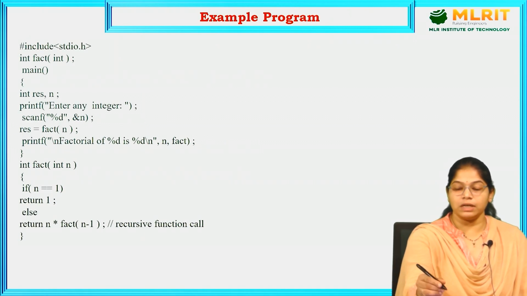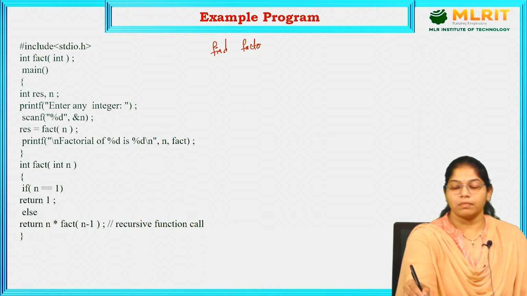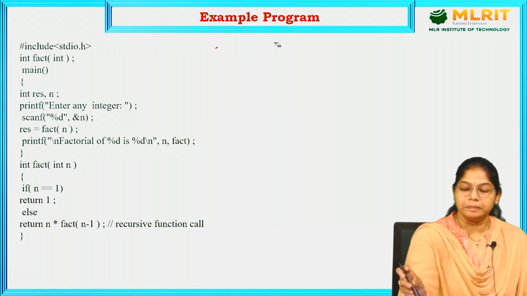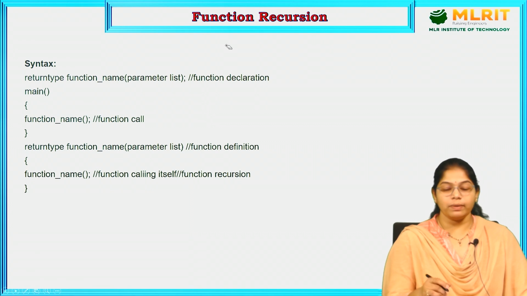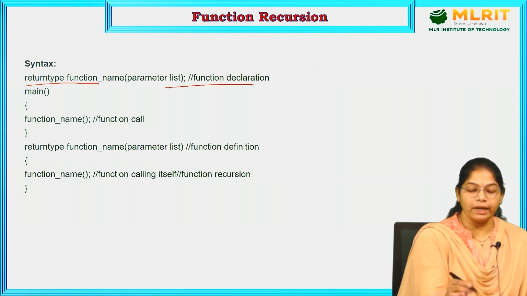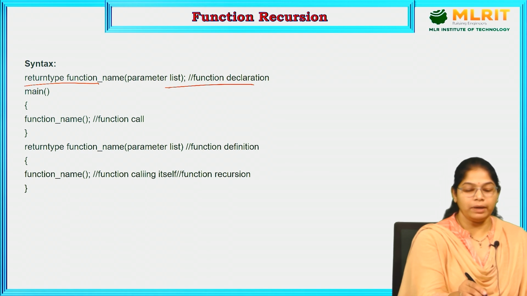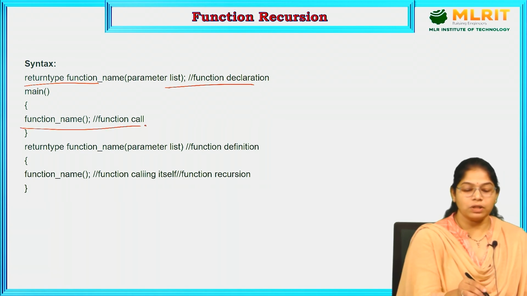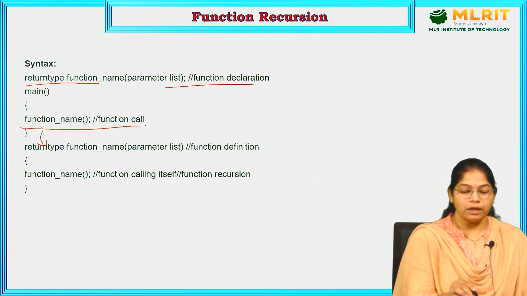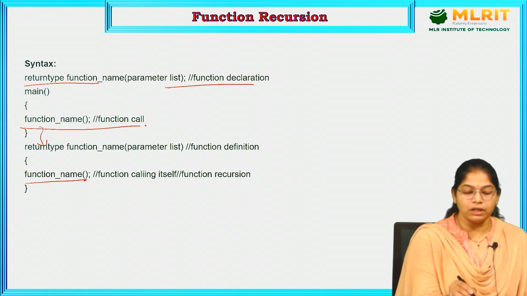Let us consider an example, like I want to find factorial of a number. First we'll go with the syntax. Function declaration is generally done above the main, then in main we'll call the function. So the control goes to the function definition. In the function definition, we are calling the same function.